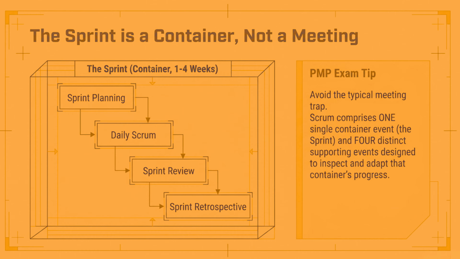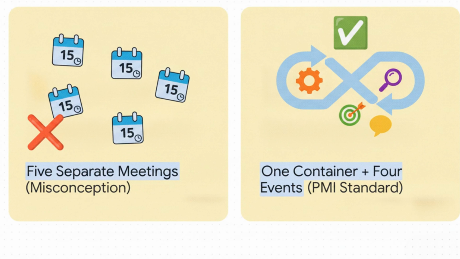The absolute crucial takeaway here is avoiding a trap so many candidates fall into. A super common misconception is that Scrum is just a series of 5 separate meetings that you toss onto a calendar. No way. The strict PMI standard, and honestly, the true reality of the Agile mindset, is that Scrum consists of 1 single container event, the sprint, and 4 distinct supporting events designed to inspect and adapt that specific container's progress. It's 1 time frame with 4 deliberate pit stops.